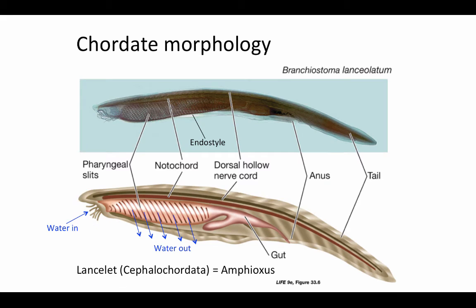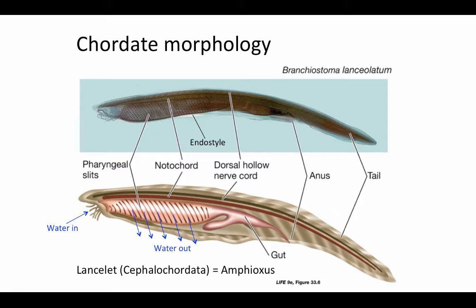Now let's take a look at the evolution of these jaws. As I said before, the story begins with pharyngeal slits. When we first encountered pharyngeal slits, we were looking at them in non-vertebrate chordate organisms such as this lancelet, also known as Amphioxus, where we saw that the primary function of them was in suspension feeding.